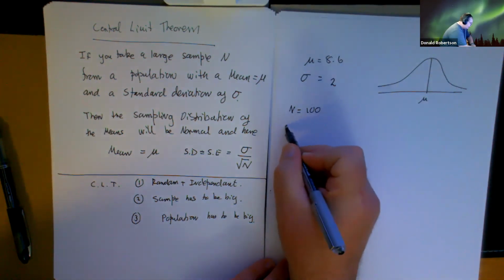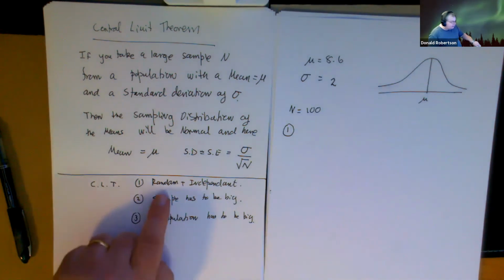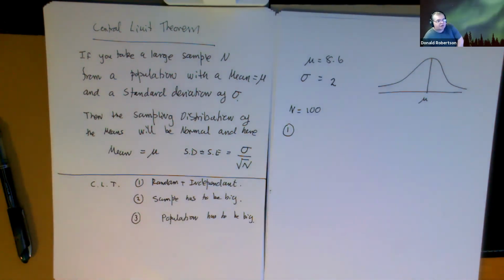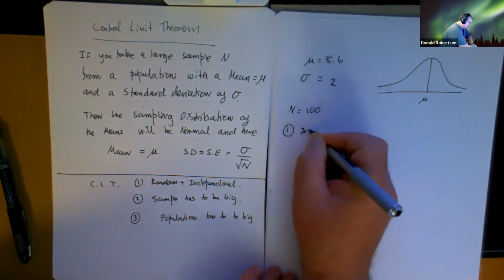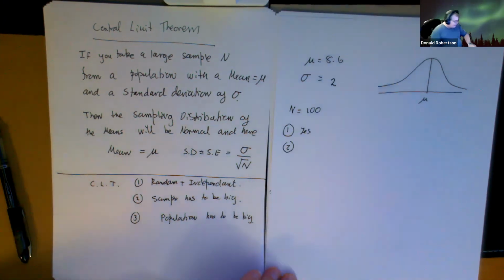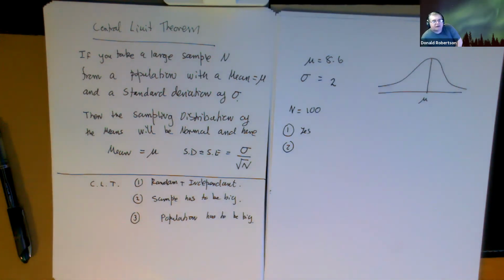Let's go through the list. Random and independent. It was a random sample of 100 people, so that's good, and we'll assume, because there's no reason to assume not, that it's independent. Yes. This is a little bit vague. When it was population proportions, we just did n p hat, n 1 minus p hat, and as long as they were bigger than 10, we said that the sample was big enough.